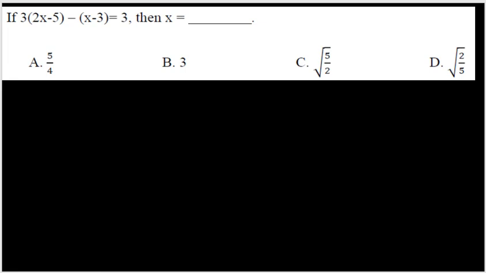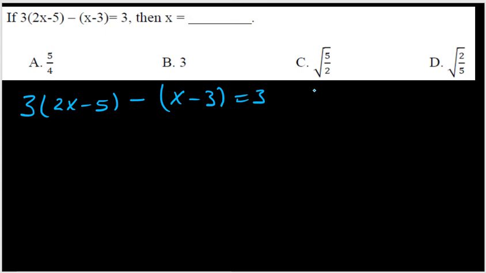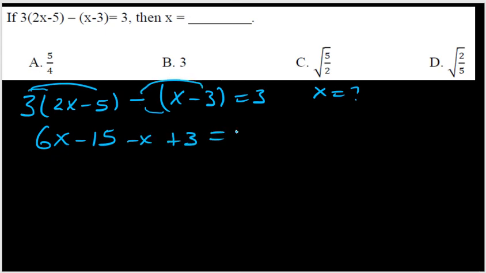Next question. If 3 in bracket 2x minus 5 minus, in bracket again, x minus 3 is equal to 3. And then what is the value of x? This time, let us try to remove the bracket. These 3 will multiply each of them. 3 times 2x will be 6x minus 15, because 3 times 5. Again, this negative will be distributed. And negative times x, minus x. Again, negative times negative will be plus 3, which is equal to 3.